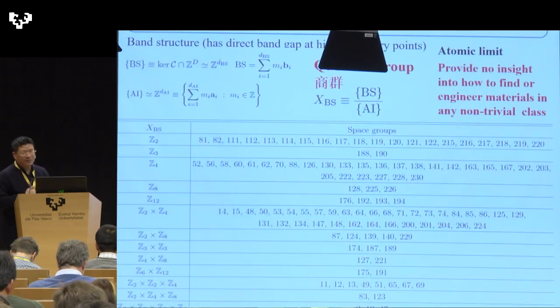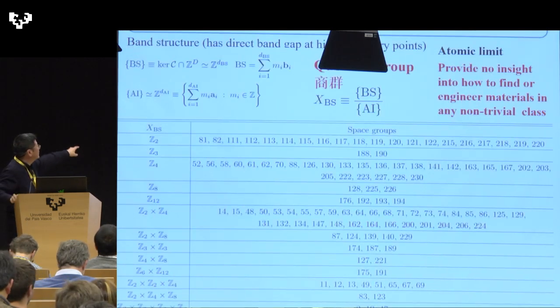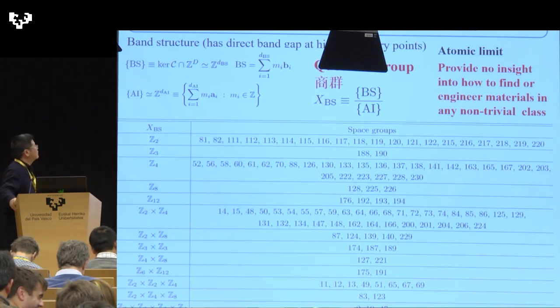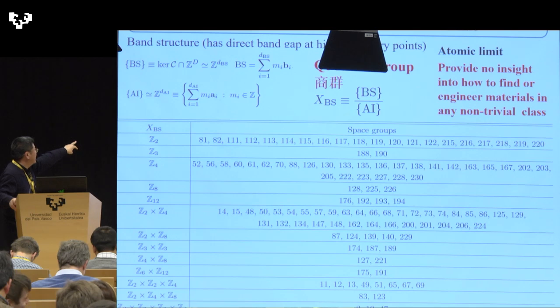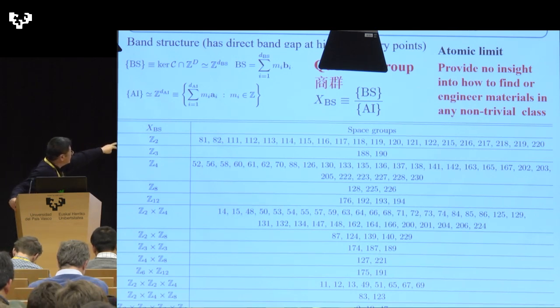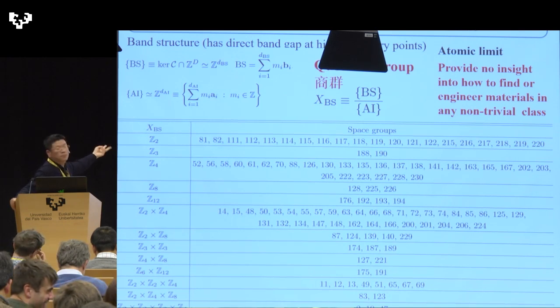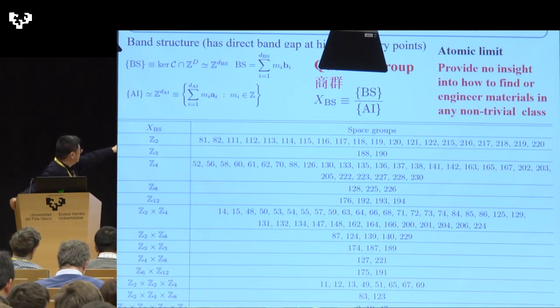And then another great work is done by Ashvin and his colleagues. This paper is quite a mathematical paper. They just check all kinds of possibilities. For example, for space group 81, J2 has two possibilities. And space group 82 also has two possibilities. And then space group 52, they have four. J4 means four possibilities. That's it.